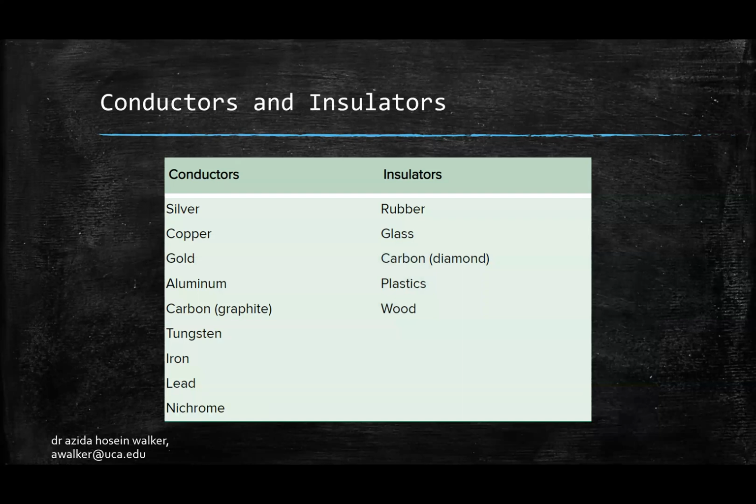And so these are examples of some good electrical conductors: silver, copper, gold, aluminum, carbon, graphite, tungsten, iron, lead, and nichrome, and some good electrical insulators: rubber, glass, carbon, plastic, and wood.